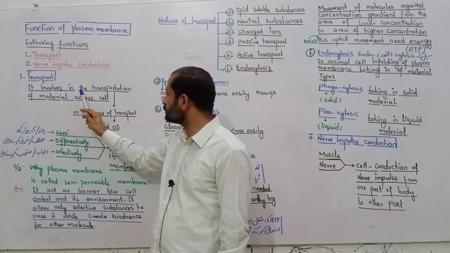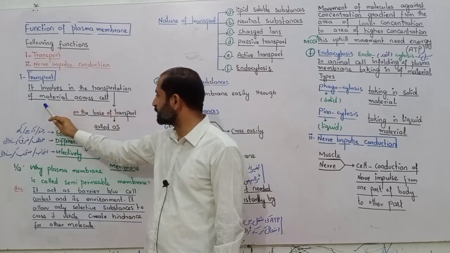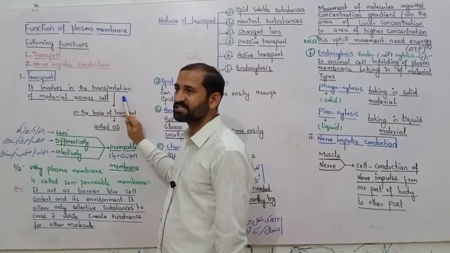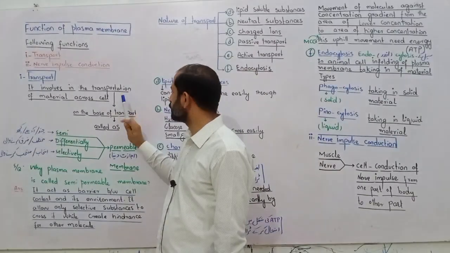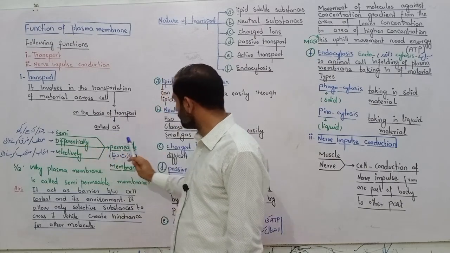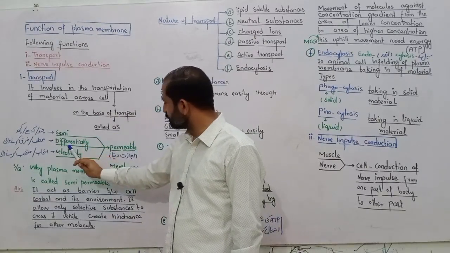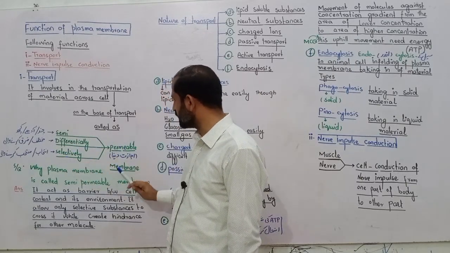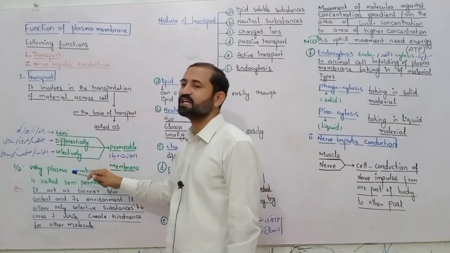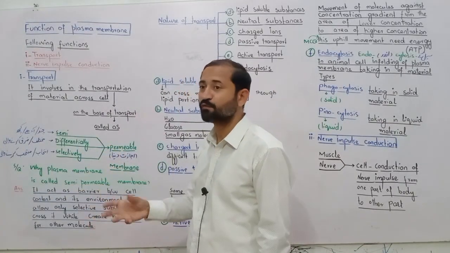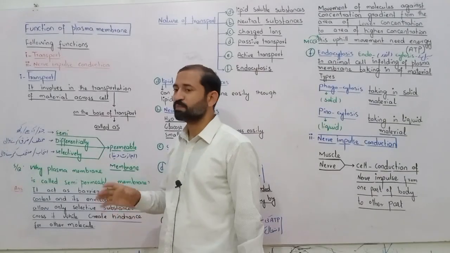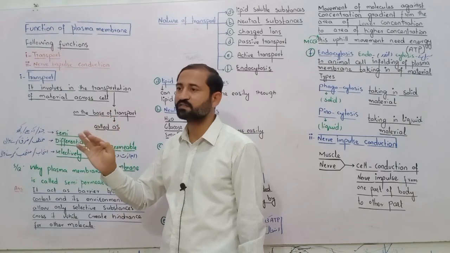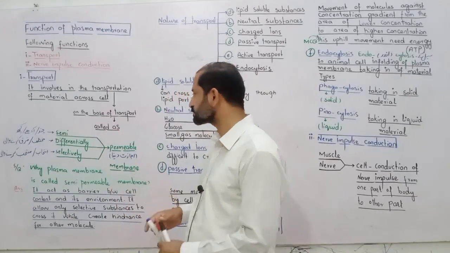So it is involved in the transportation of material across the cell. On the basis of transportation, the plasma membrane is known as a semi-permeable membrane, differentially permeable membrane, or selectively permeable membrane. All these three names are given to the same phenomenon performed by the plasma membrane.